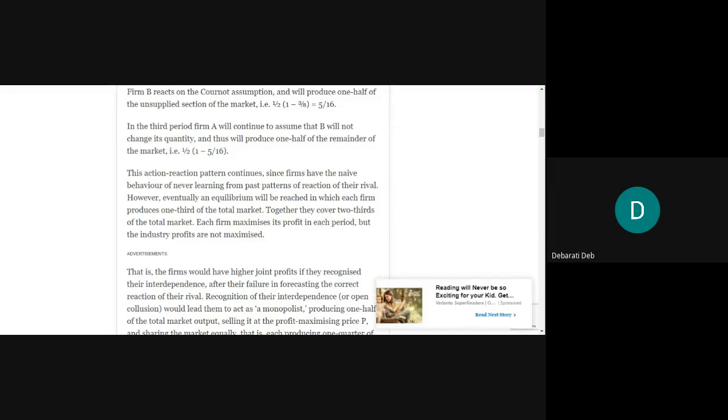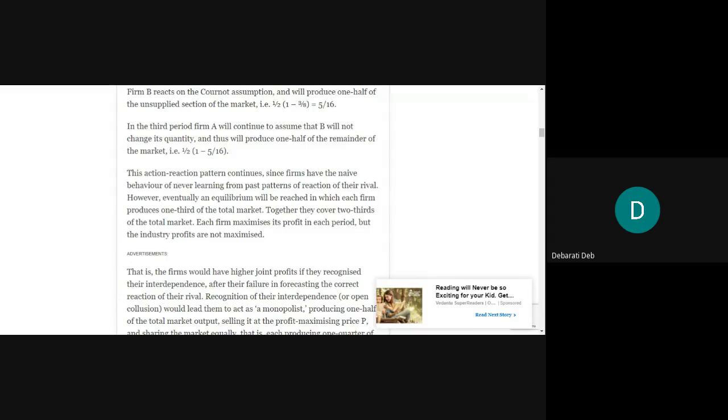This will continue since farms have the naive behavior of never learning from the past patterns of reaction of their rival. So what is happening here? The farms, each time, are not learning from their mistakes. They are still believing that the other farm will produce the same amount. So in that process, they will not enlarge the total market quantity. They will believe that the same market quantity is going to remain and I am going to capture half of it. They are going to believe in the same way, and at the end they will be able to capture only half. They will not be able to capture all of the remaining part. Only half of the remaining part will be captured by the farms.